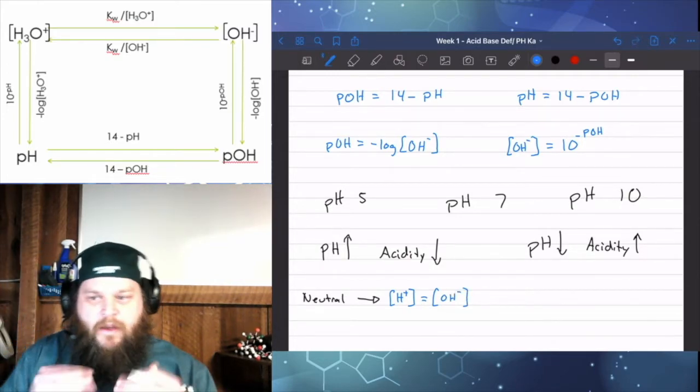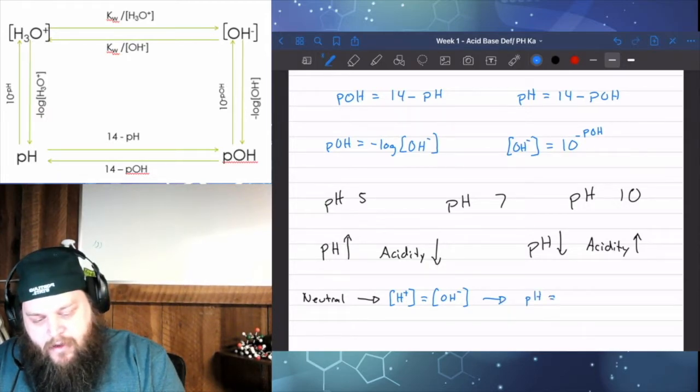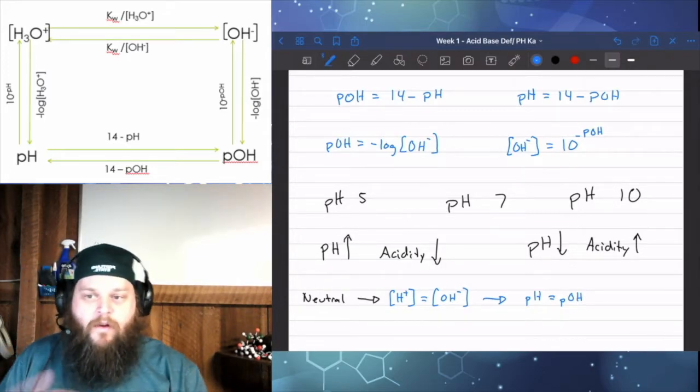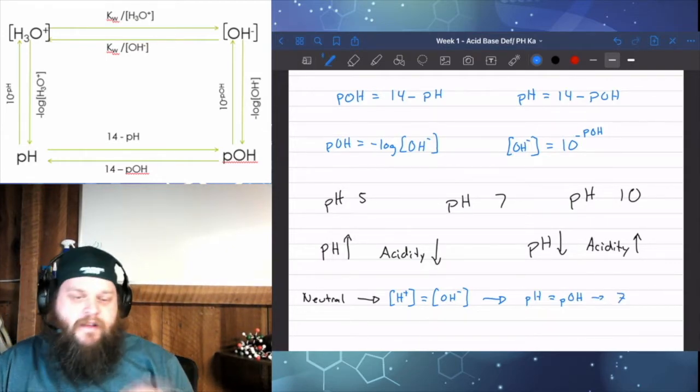When those two are equal, the pH is going to equal the pOH. And since we know we can subtract one or the other from 14 to get the other one, that means they're both equal to 7, assuming it's at room temperature.